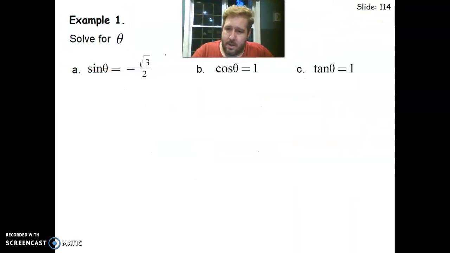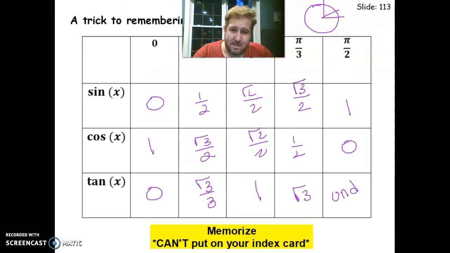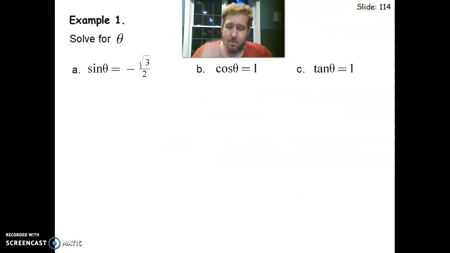Okay, so getting into it, we're doing some solving. You have to know these, and you can reference these as much as you need to, but you really should know these by heart, or be able to figure them out pretty quickly in your head. So it says sine of theta equals this answer.